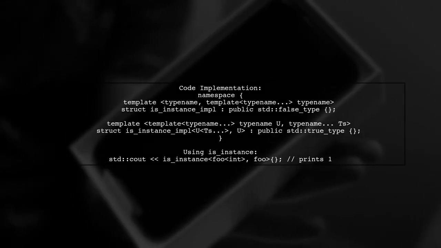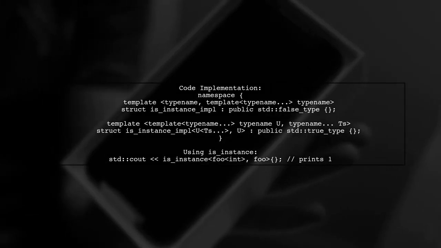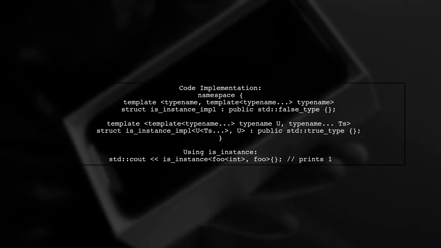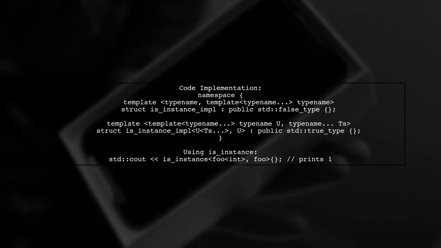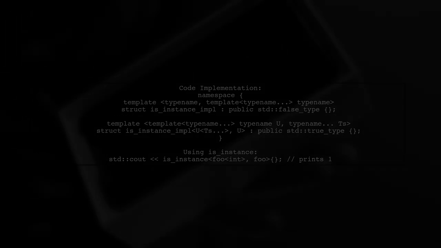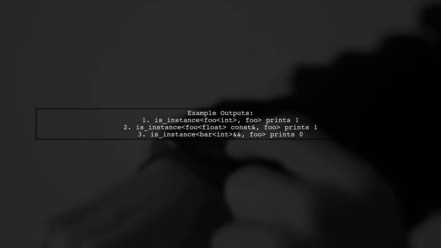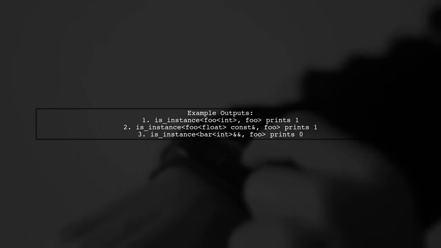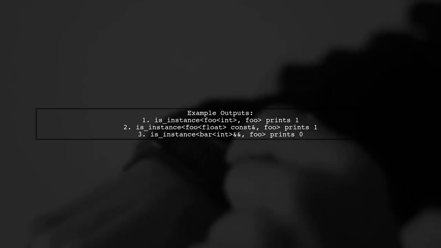The provided code uses an implementation that accounts for these variations by utilizing std::decay(t). This allows for proper type checking across different qualifiers. In the main function, various examples demonstrate how the isInstance template works with different types, confirming that it correctly identifies instances of the template class.